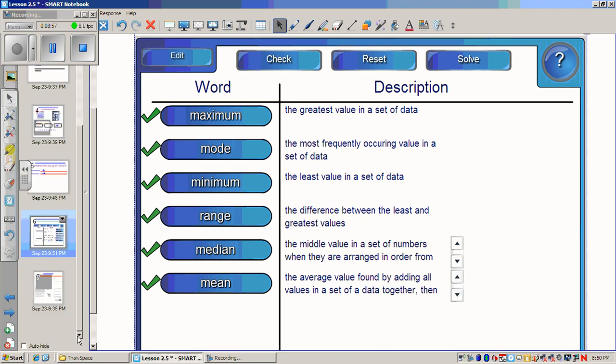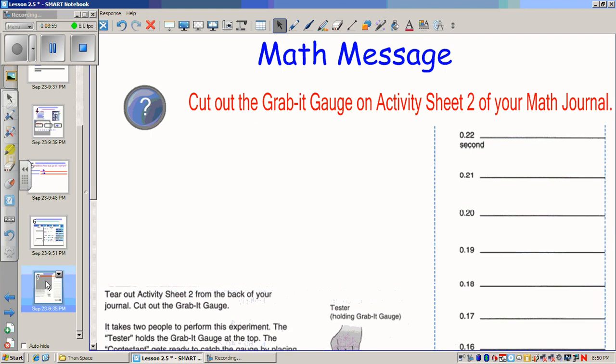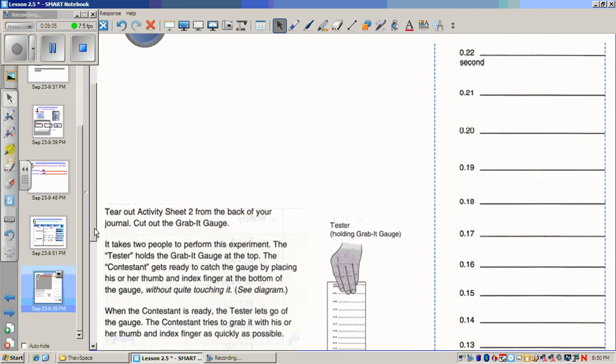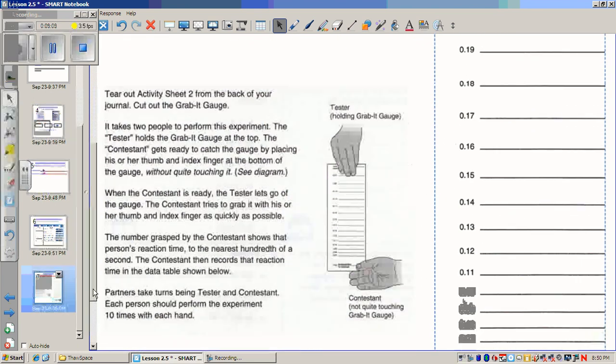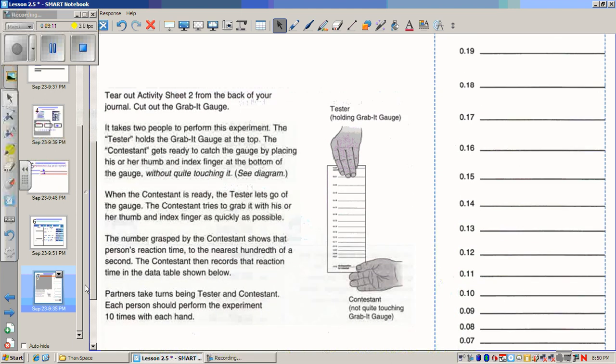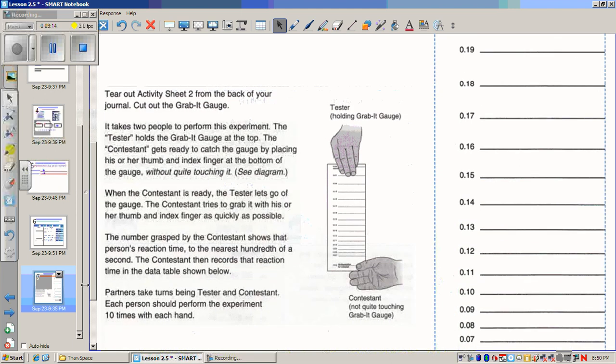We have one more thing I want to talk to you about before we close up our lesson. Now, here's what we're going to do. We're going to cut out the Gravit gauge on activity sheet 2 of our journal, and we've done that in class already. So we're going to tear it out. It's in the back, and remember I showed you in your journal you have some of those harder papers. That's where you cut it out. It takes 2 people to perform the experiment. The tester holds the Gravit gauge at the top. The other person gets ready to catch it, placing his or her thumb between it.